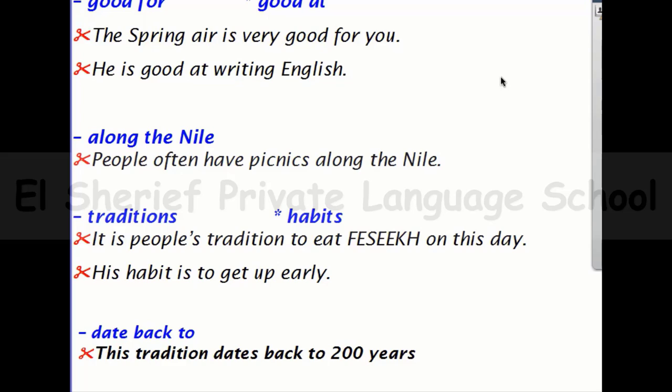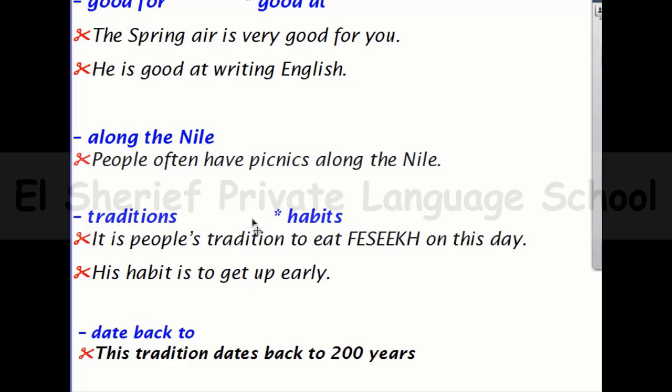Good for and good at. The spring air is very good for you. Number 2, he is good at writing English. Along the Nile. People often have picnics along the Nile.